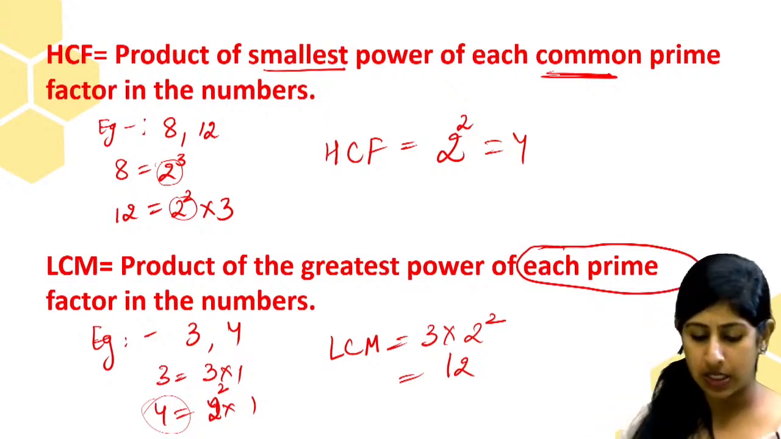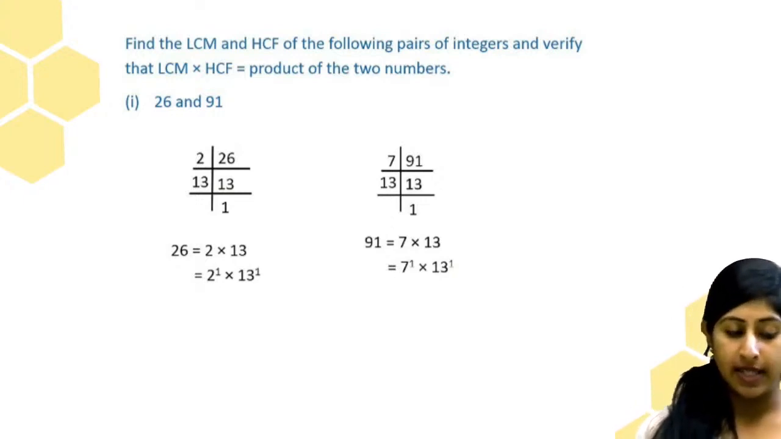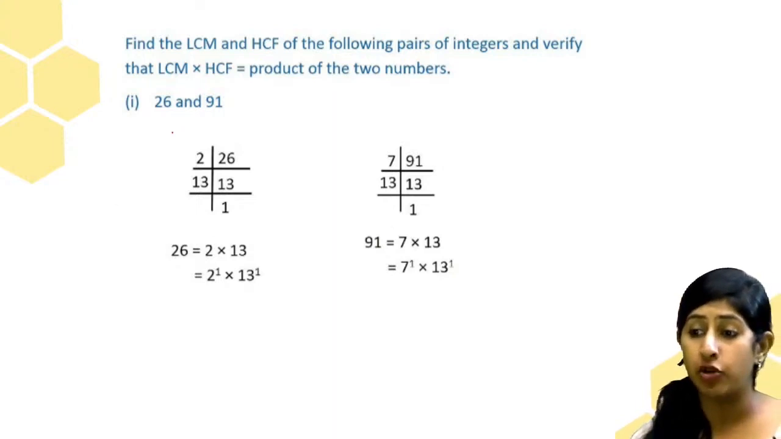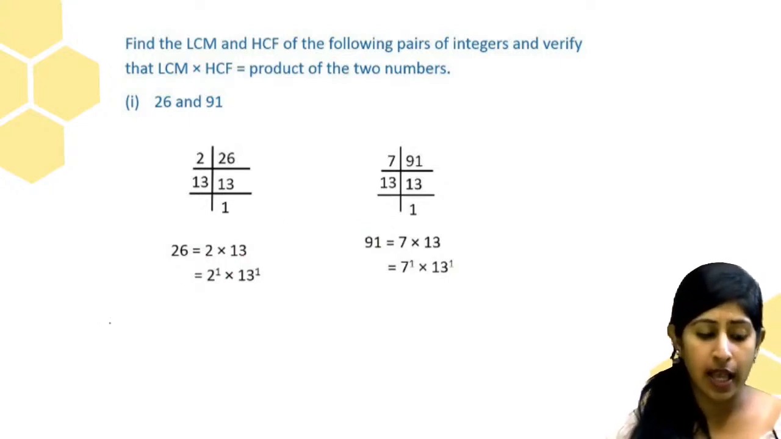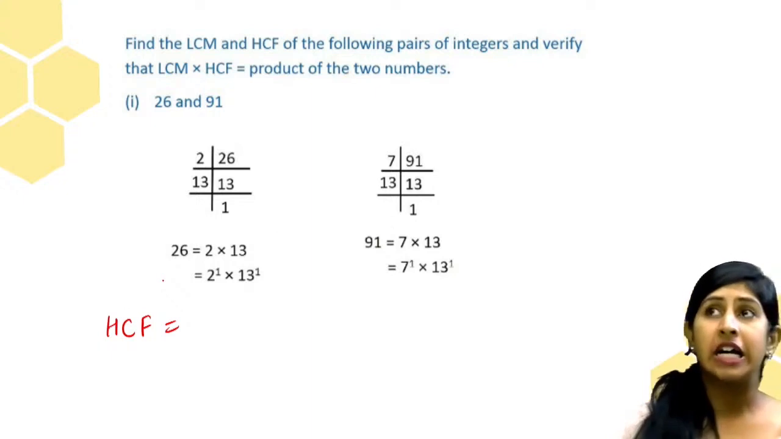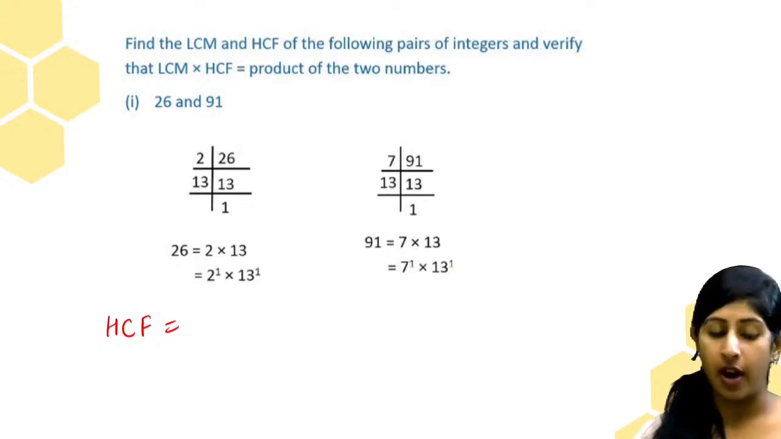But how can we use it in different techniques? For example, look at these 2 numbers over here. I have to calculate the LCM and HCF of 26 and 91. First I did their prime factorization. That's the general technique. So I wrote 26 as 2 into 13, and then I wrote 91 as 7 into 13. Right? Now while calculating the HCF, I told you HCF is the product of smallest power of common factors. Now what are the common factors of 26 and 91?